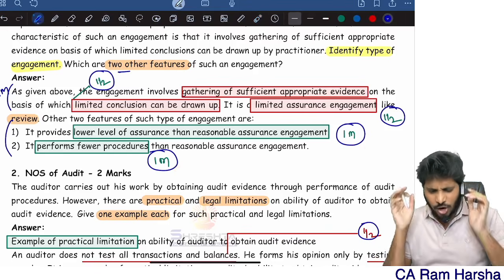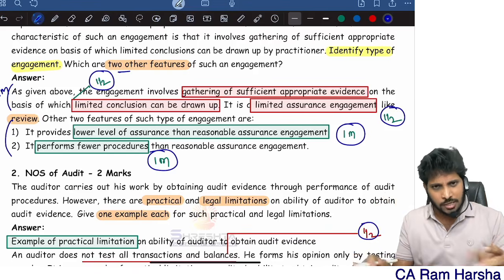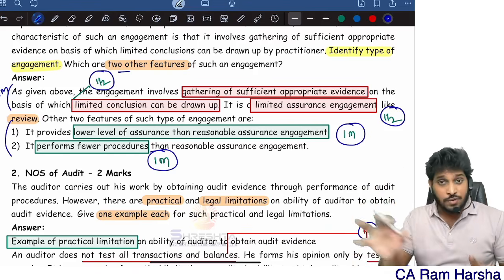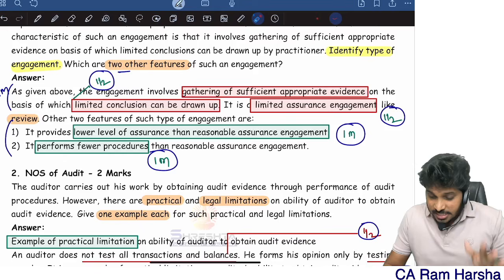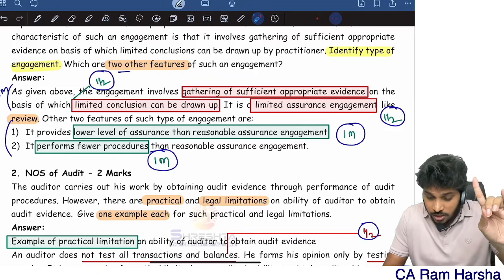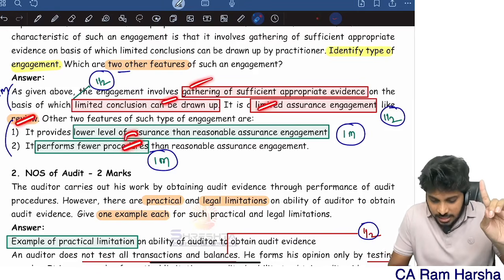Many students think auditing is a theory paper and nobody can score full marks. This is how you might have thought. ICA also will not give full marks. Why will they not give full marks? Right now you wrote the answer, right? Do you have all these points? Do you have at least whatever is highlighted in the red box and green box?